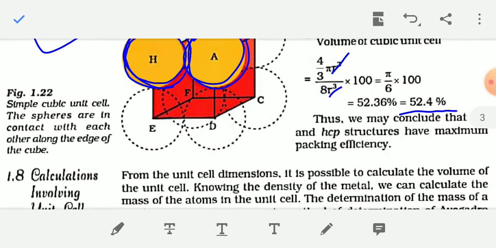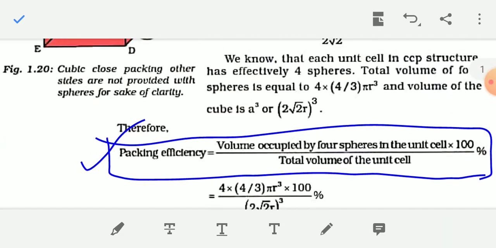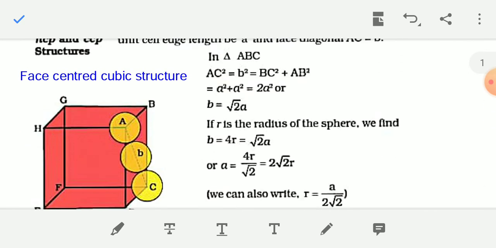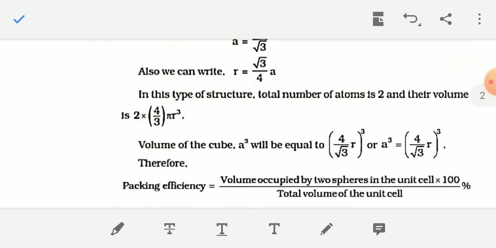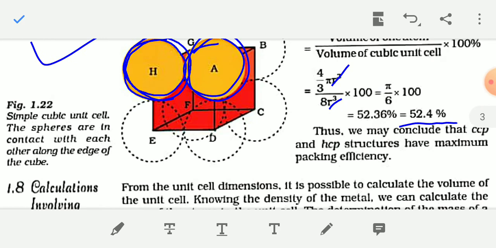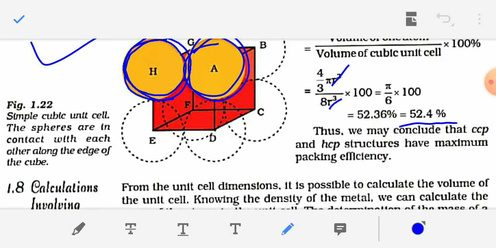This is the simple cubic unit cell. Now see the calculation of packing efficiency in the case of face-centered cubic unit cell. One thing you have to remember: in a simple cubic unit cell, 52.4% volume is occupied. Then the unoccupied volume is 100 minus 52.4, where total volume is 100%. That is about 47.6% volume, which is the unoccupied volume.